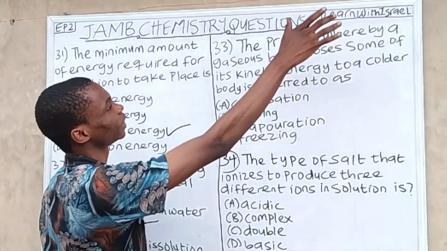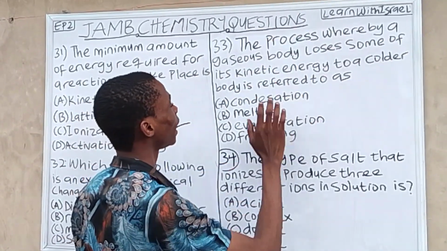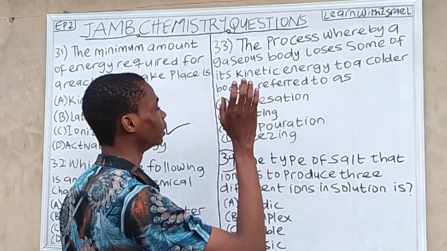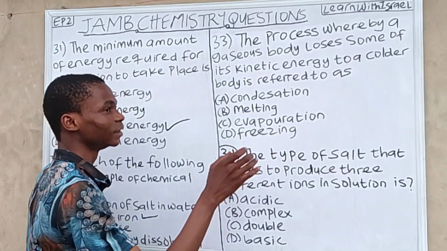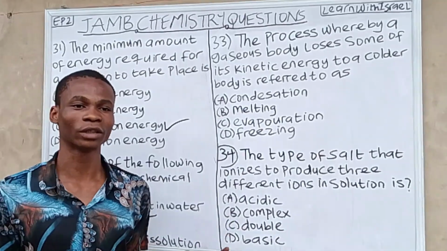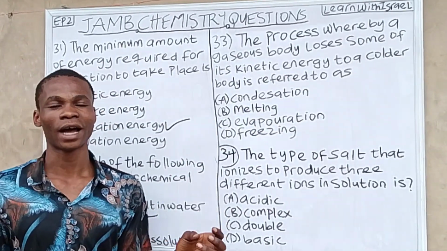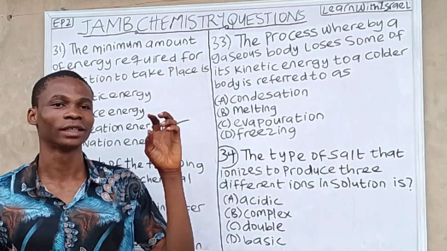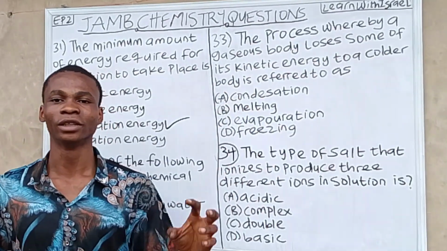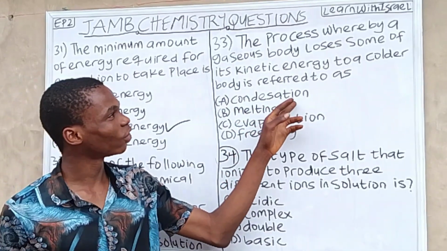Question 33. The process whereby a gaseous body loses some of its kinetic energy to a colder body is referred to as A. Condensation, B. Melting, C. Evaporation, D. Freezing. Freezing is the process in which the substance goes from liquid to solid, like water freezes. While evaporation is the process of maybe you are boiling water and the gases that escape is known as evaporation. While melting is from solid to liquid. While condensation is the correct answer.